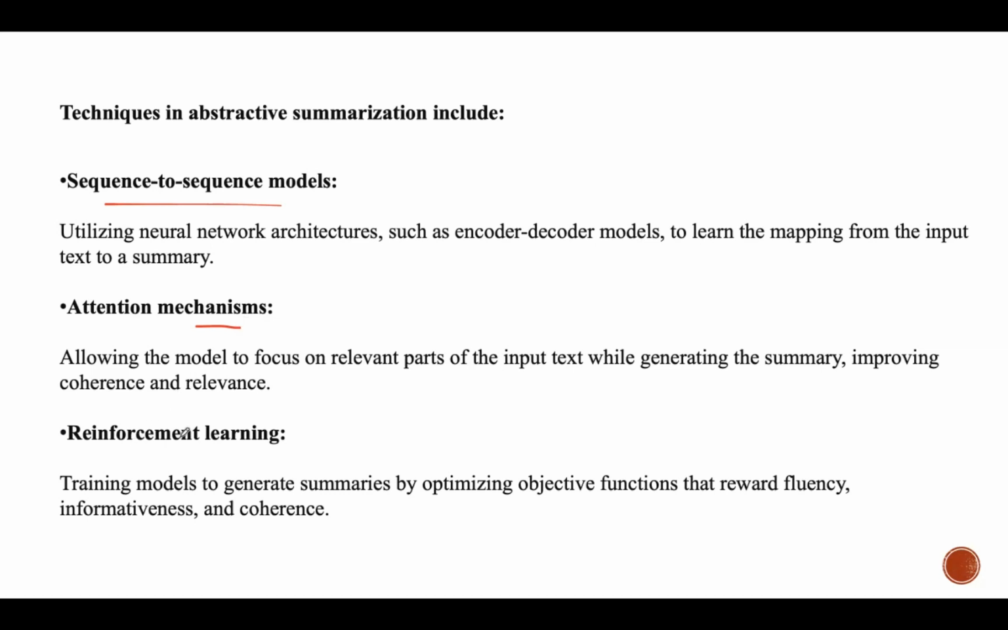And if you take reinforcement learning, here reinforcement learning techniques like policy gradient methods can be used to train the abstractive summarization model by directly optimizing for summary quality metrics. So they can take metrics like ROUGE scores. So the model learns to generate summaries that maximize the reward signal provided by the evaluation metric.